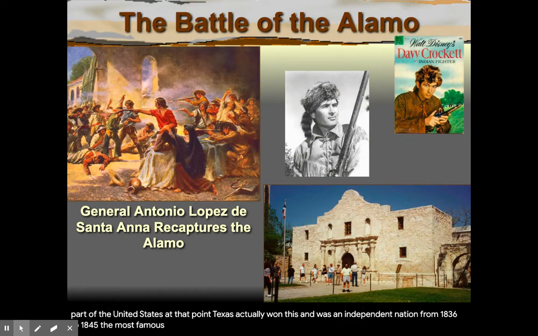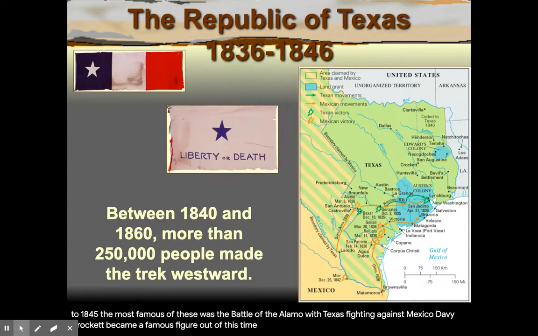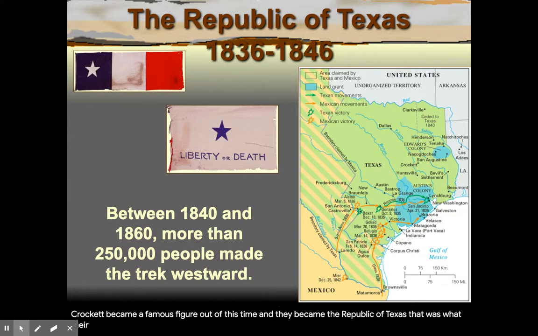The most famous battle of this war was the Battle of the Alamo, with Texas fighting against Mexico. Davy Crockett became a famous figure out of this time. And they became the Republic of Texas. That was what their nation was known as.